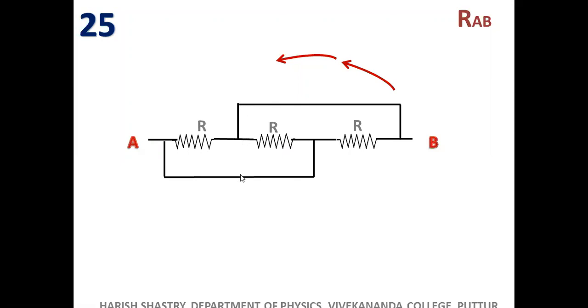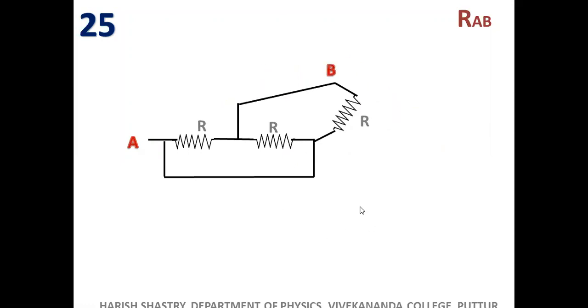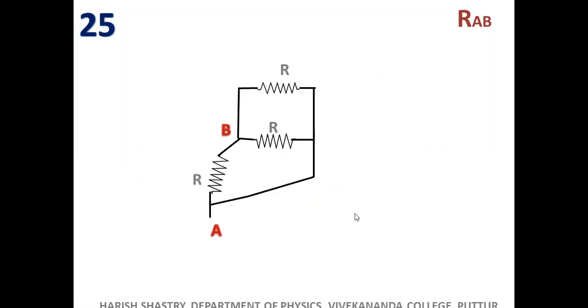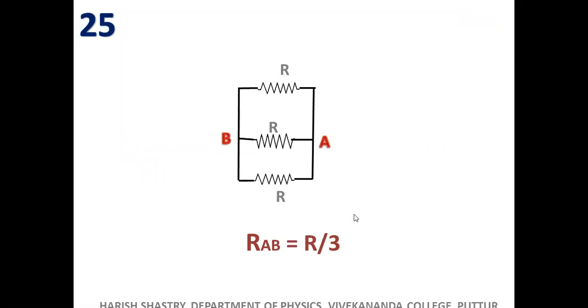Or if you had a wire like this, it is a short circuit then. Now this is not a short circuit. So simply remove the extra wires and connect them directly like this, and now you get a parallel connection. It is R by 3. Hope you have followed. Yes.